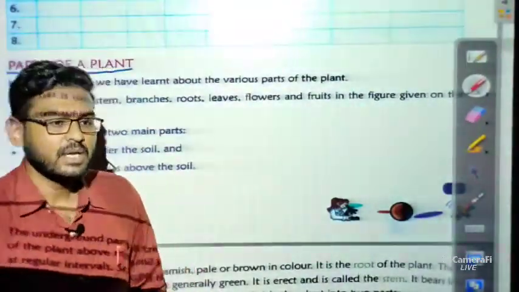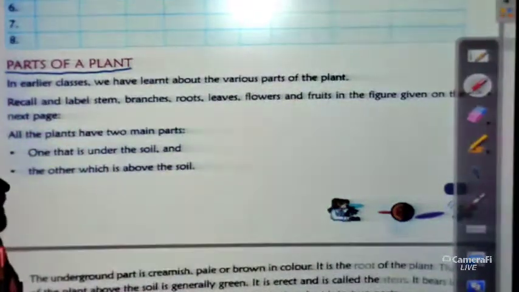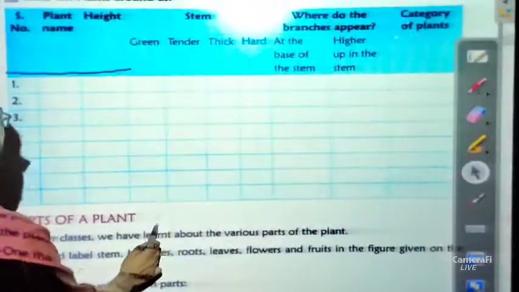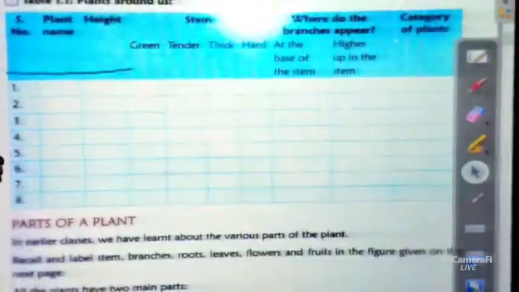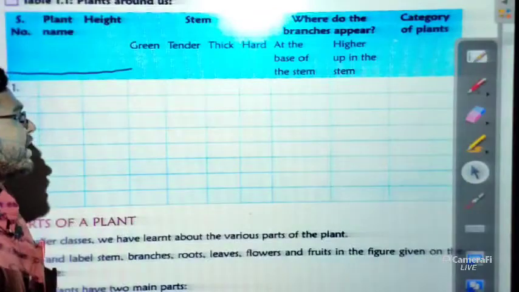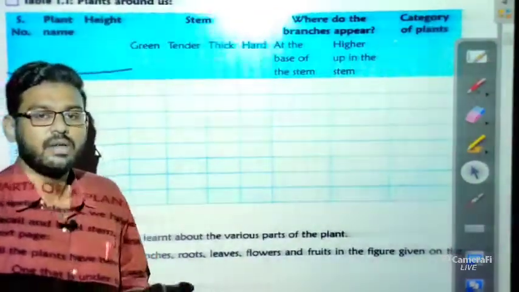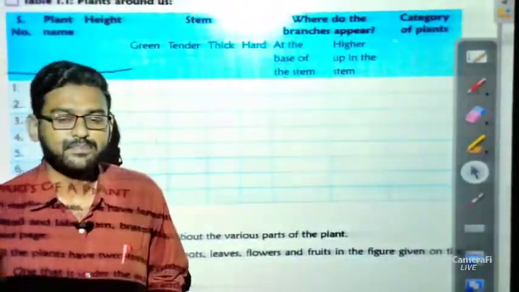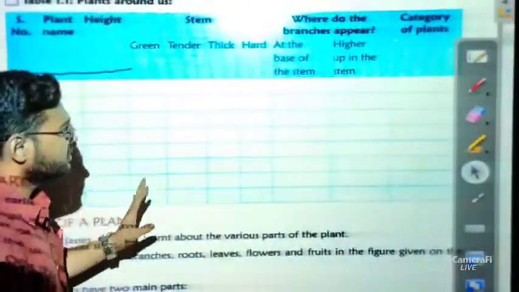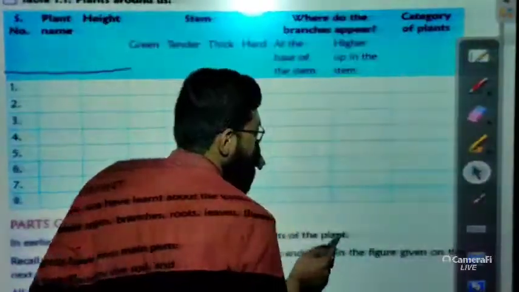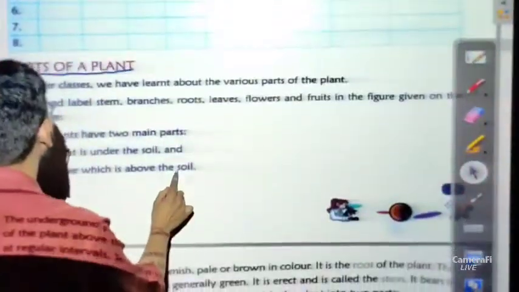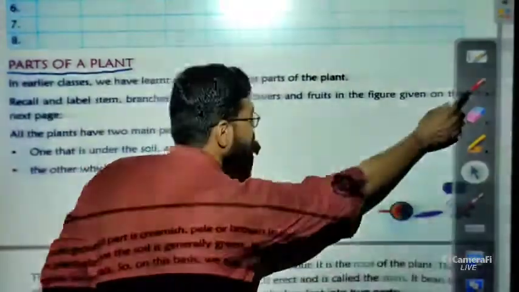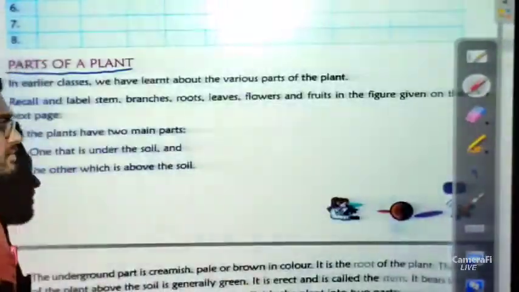I hope you have done the previous table. Let me show you the table. I hope all of you have done this table. By doing this activity, I hope you have a clear conception about creepers and climbers, herbs, shrubs and trees. So this part is clear. Let us discuss the parts of a plant. How many parts are there in a plant? Let us start our today's class.